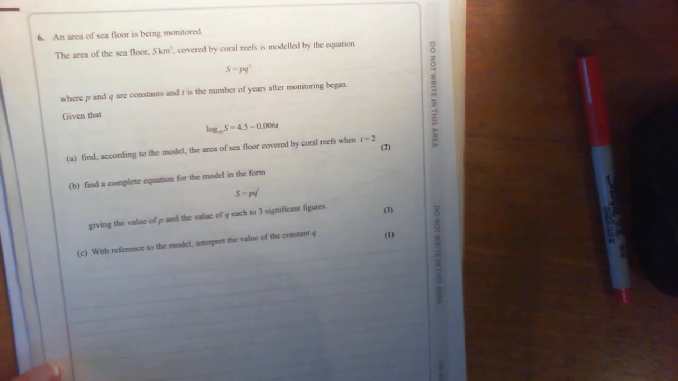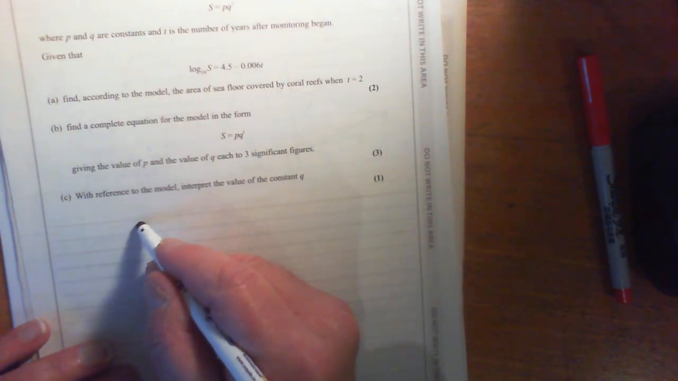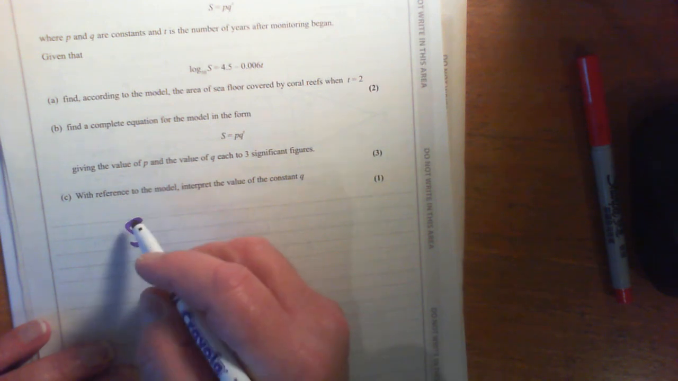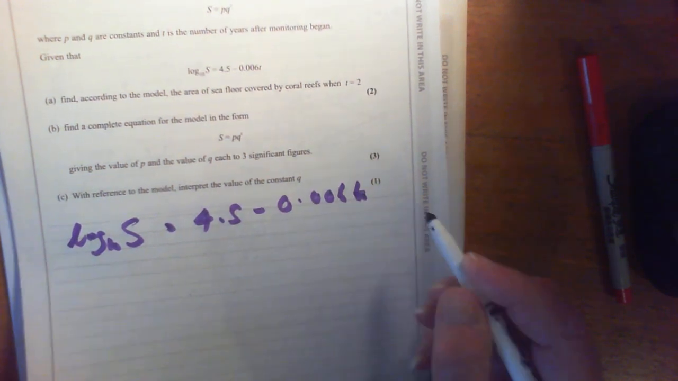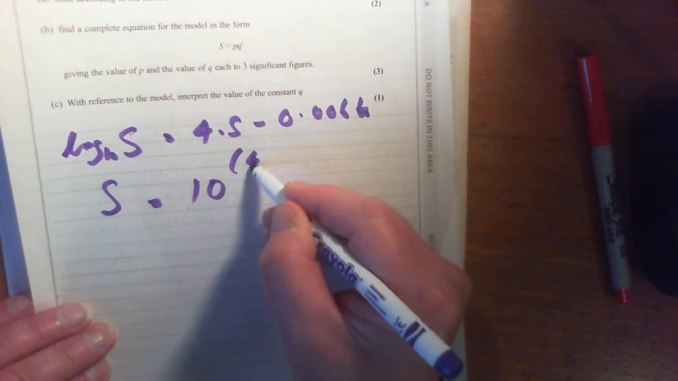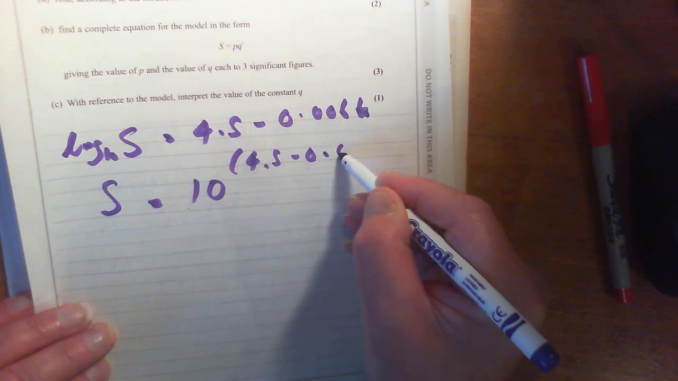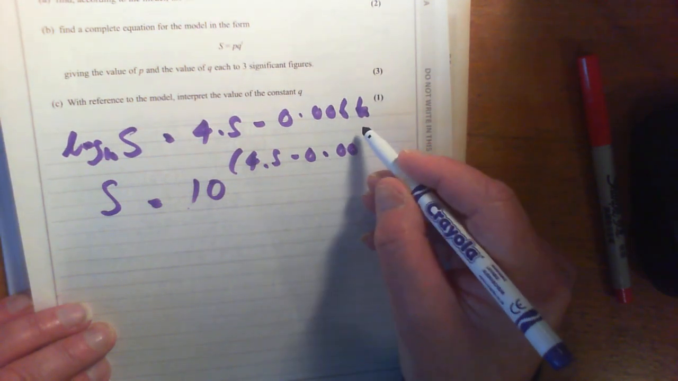Right, this is a bit of a nasty question involving logarithms, but it needs a bit of thought. Initially, if you've got log10 s equals 4.5 minus 0.006t, then taking the antilog, s equals 10 to the power of 4.5 minus 0.006t.